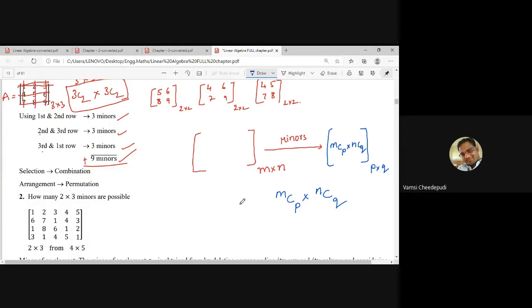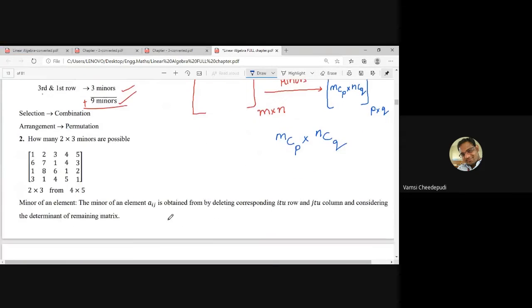Okay, that's okay, sir. Let us see a practical example. How many 2 by 3 minors are possible from the following matrix? The following matrix is of order 4 rows and 5 columns, 4 by 5. From 4 by 5, I want to take 2 by 3 minors.